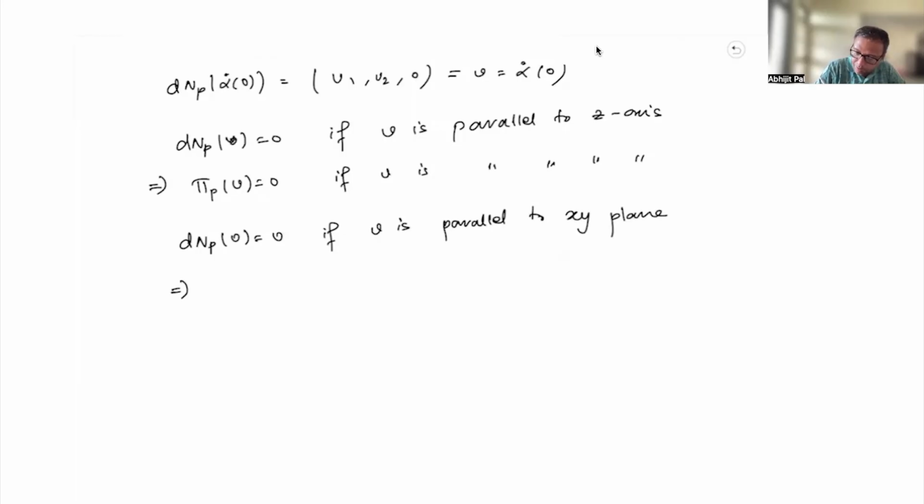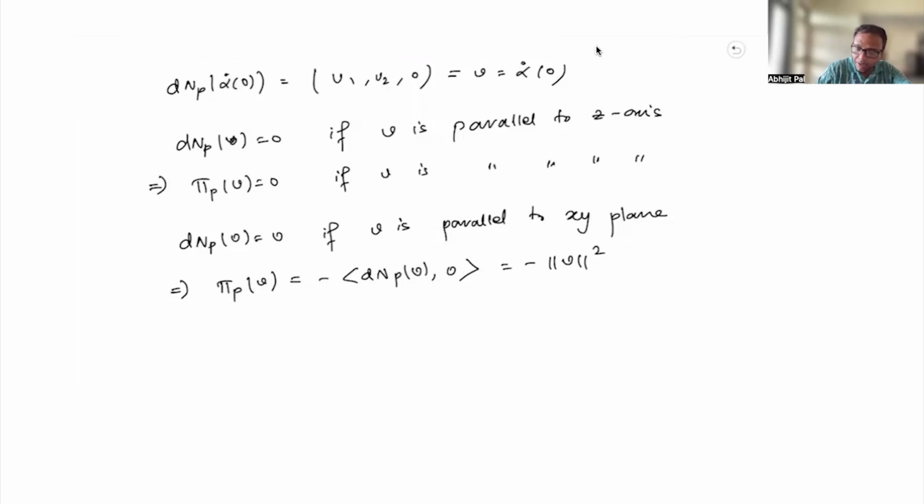So this will imply that II_P(B) is equal to minus the inner product of dN_P(B) with B. So therefore, this will be equal to minus the norm of B squared. So II_P(B) is equal to minus norm of B squared if B is parallel to the xy plane.